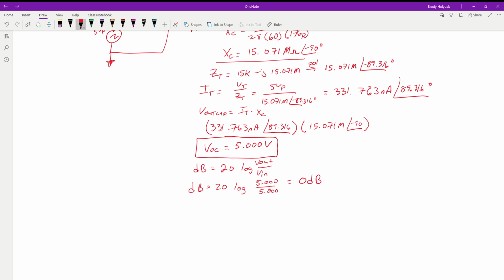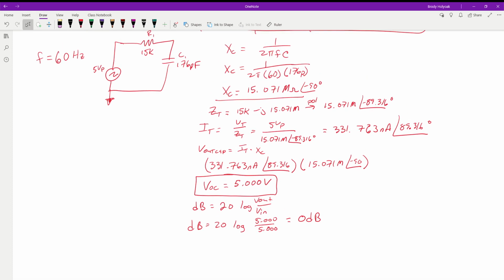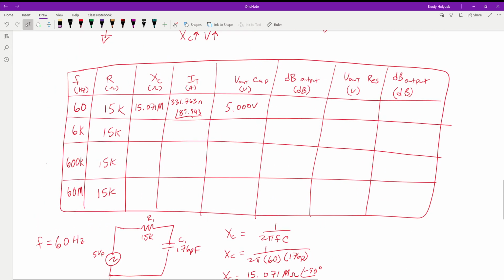So basically what this is saying here is we have no loss, but we also have no gain. So what we're putting in is exactly what we're getting out. And that's what we should see when we have 5 volts in, 5 volts out. We should have 0 decibels as our value for this.